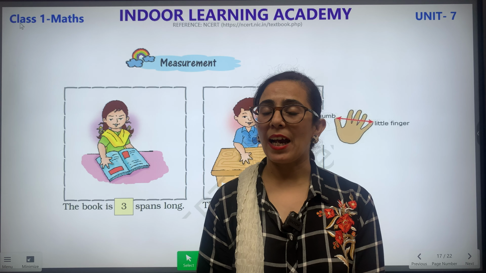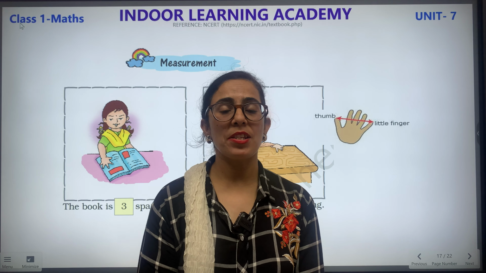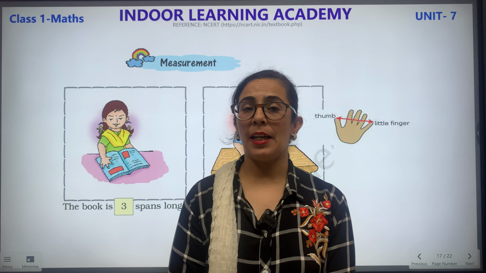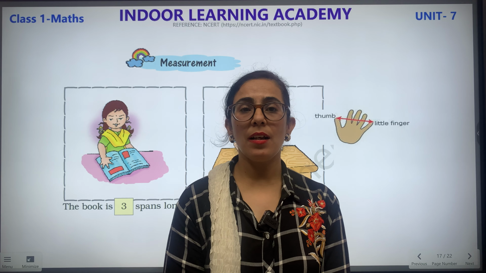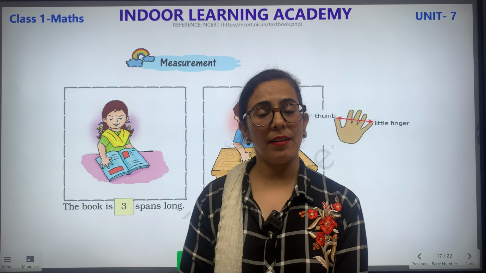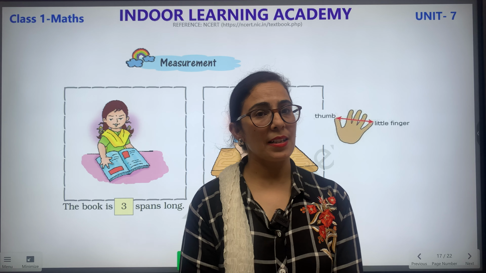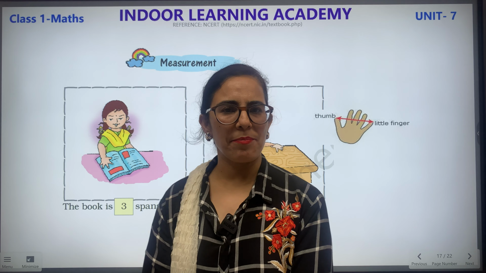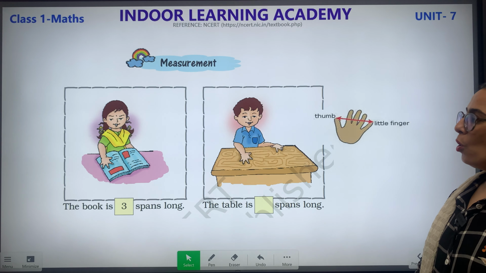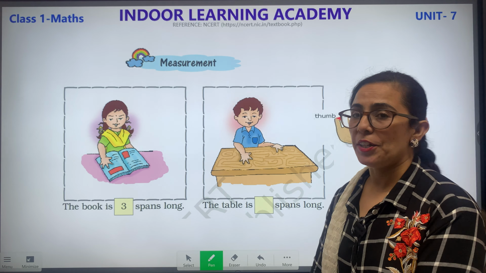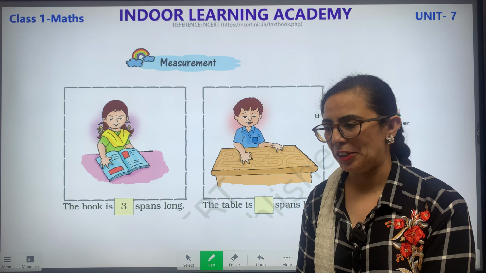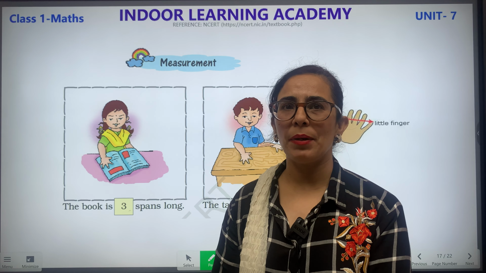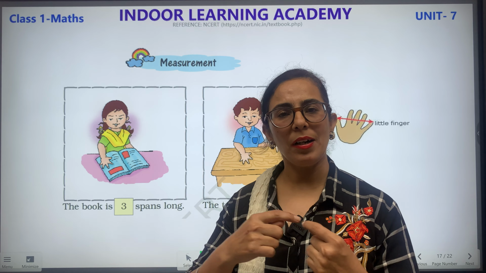We are again back with the continuation of chapter 7 measurement of class 1 mathematics. Children, in my previous video you must have seen some words like heavier, lighter, tallest and shortest. This is the continuation of the same chapter. So let's start the chapter. This is part 2. In this video, we are going to learn about measurement. Now children, what is measurement? Measurement मतलब किसी भी चीज को नापना.